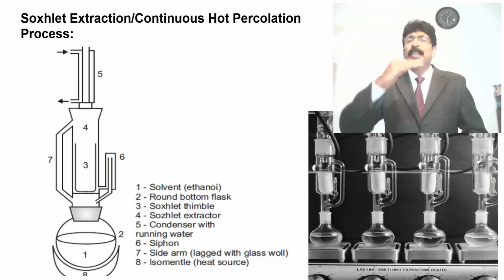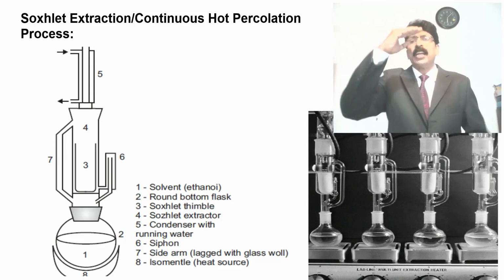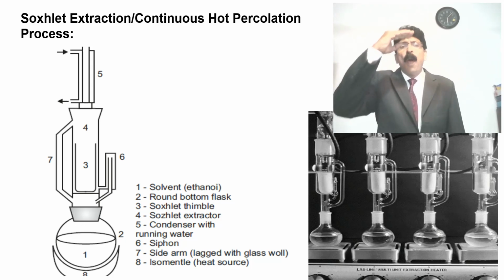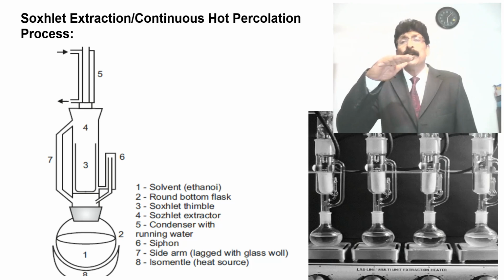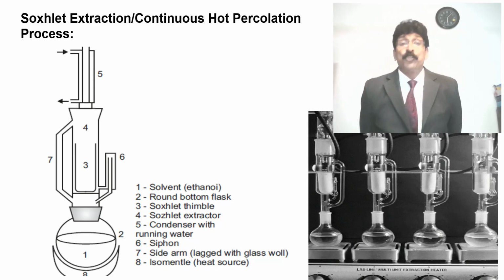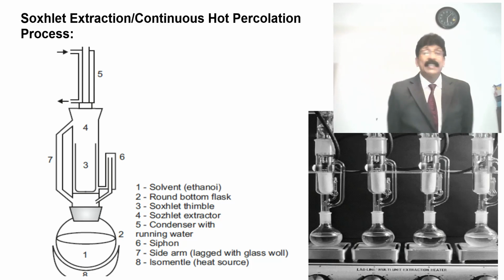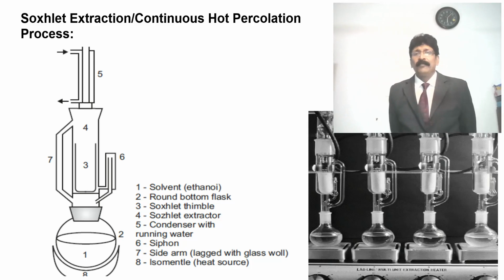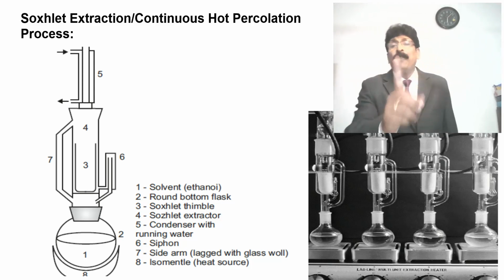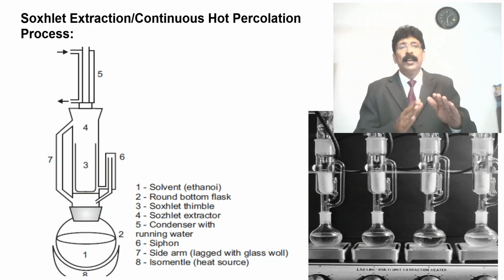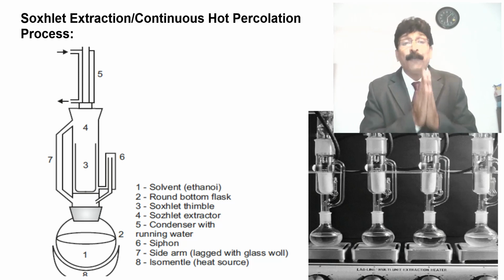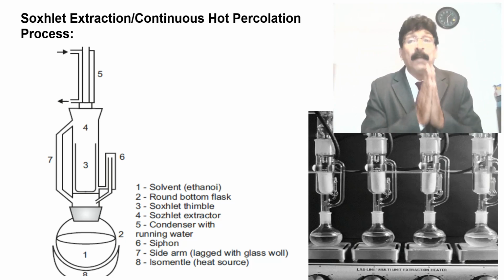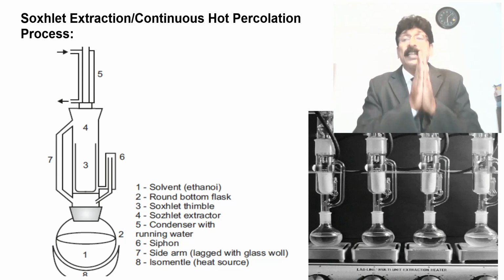So it starts filling, it starts soaking, and the level in number 3 area goes on increasing. Once it comes to the level equal to the siphon tube shown in number 6. What is number 6? Just see the picture. Number 6 is a siphon tube. You can see the picture very clearly. The siphon tube is connected in number 3 area of the Soxhlet apparatus.